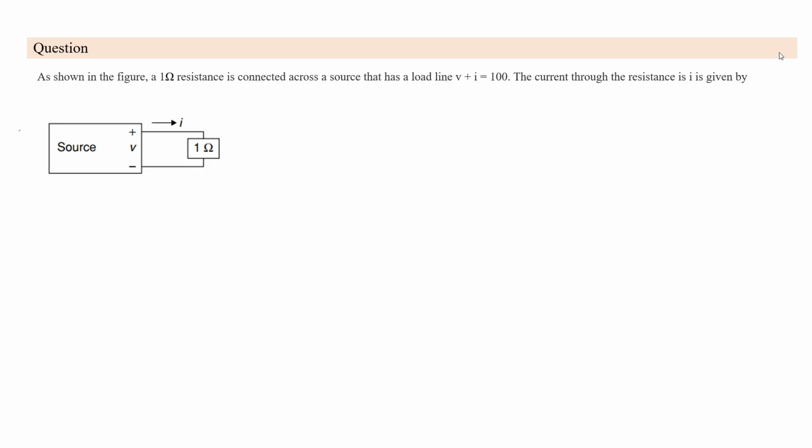V plus I is equal to 100. V appears across the 1 ohm also, so V is equal to I. Put it in the equation: 2I is equal to 100, so I is equal to 50. The current through the 1 ohm is 50 amps.